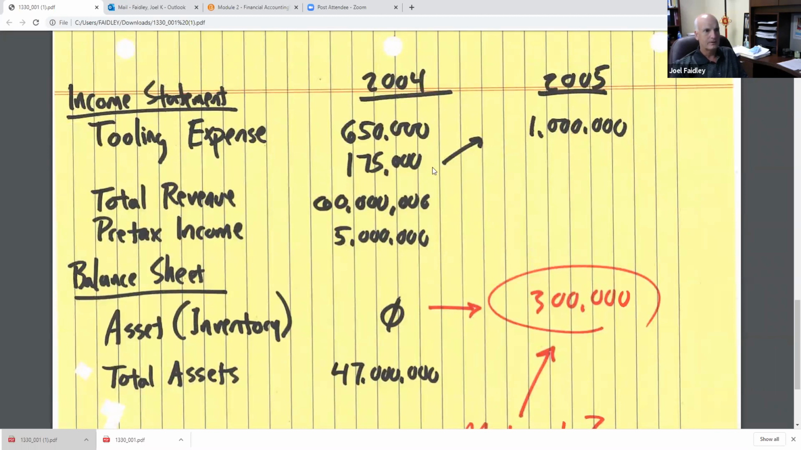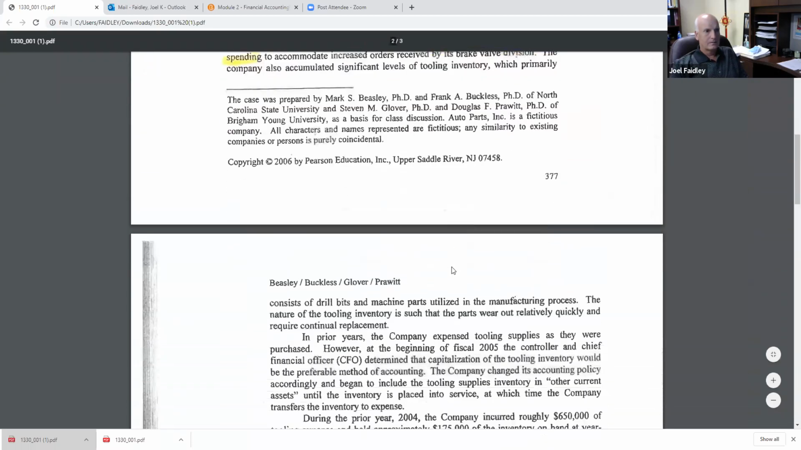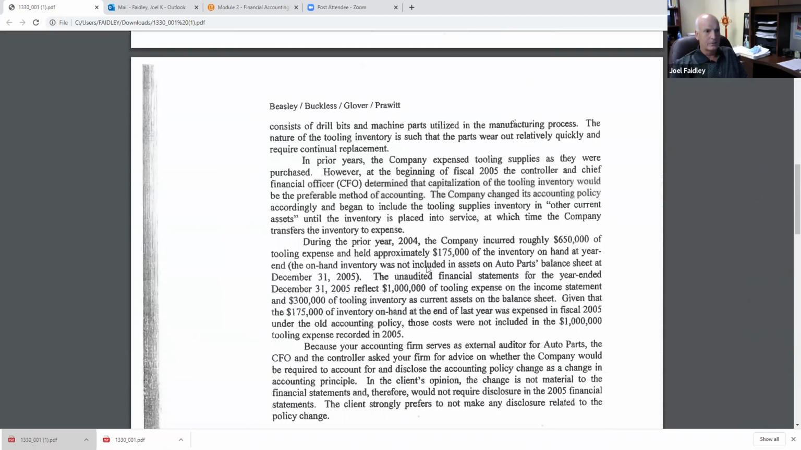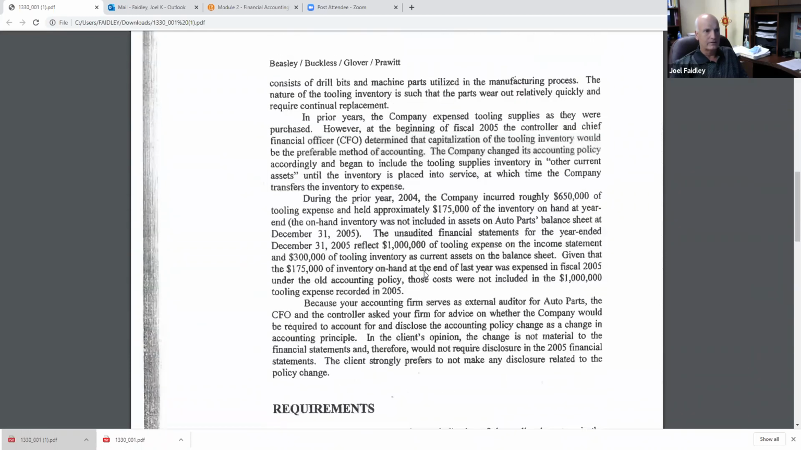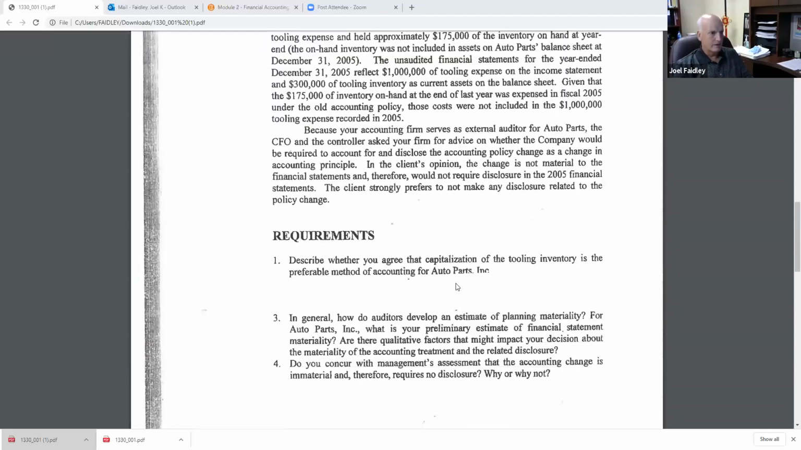Let's see, let me go back up here and look at the case again. You know, all those numbers are coming straight out of what you're looking at here. So looking at the questions here, I would erase number 2. It's not misnumbered, 1, 3, and 4. I want you to answer these questions in your case response.